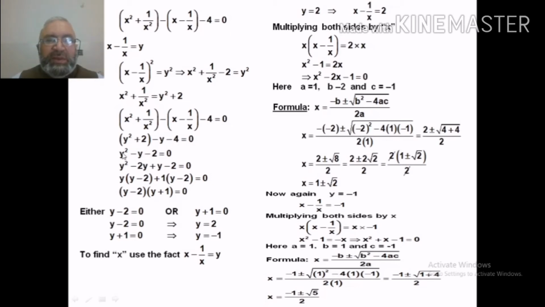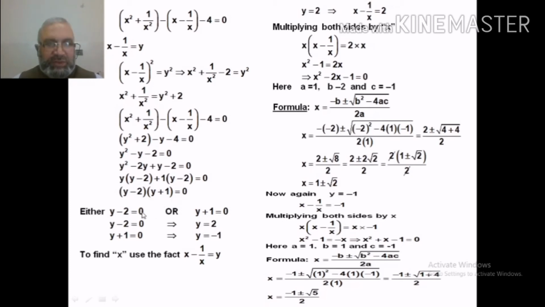Simplifying this one, the bracket, y square minus y and plus 2 and minus 4 becomes minus 2 is equal to 0. Thus we get y square minus y minus 2, the standard form of a quadratic equation. Now factorizing this one, we make two factors of minus y, minus 2 and plus 1. So thus solving these two factors, we get y minus 2 into y plus 1 is equal to 0.